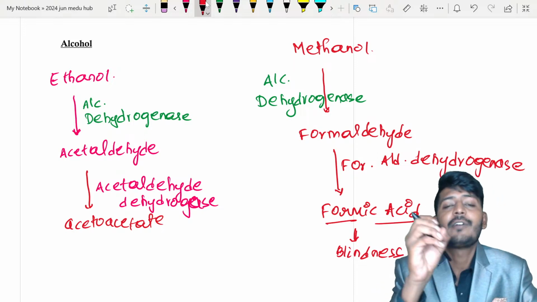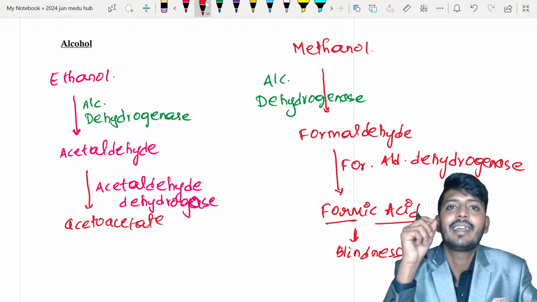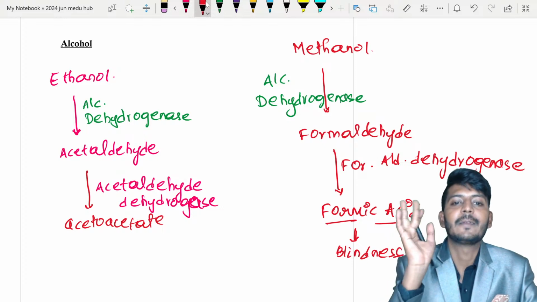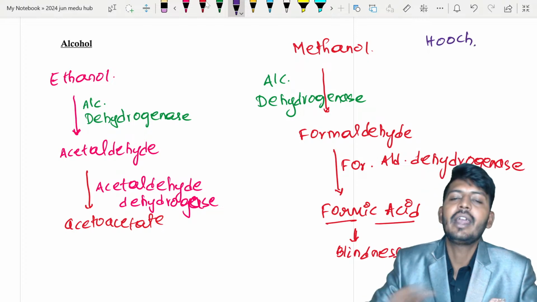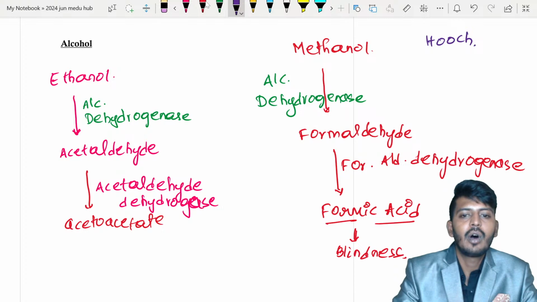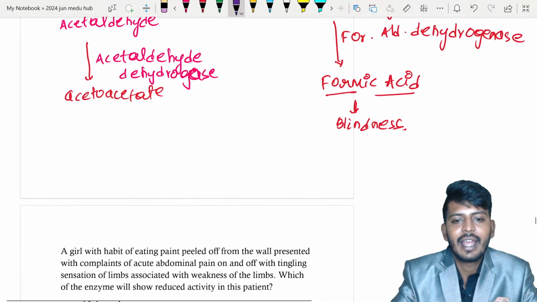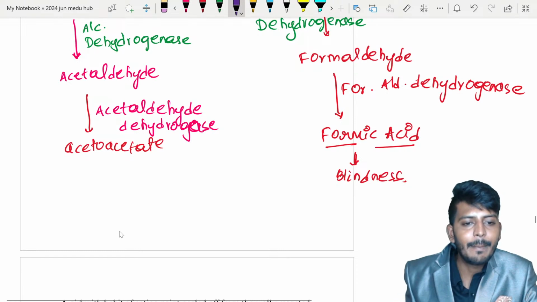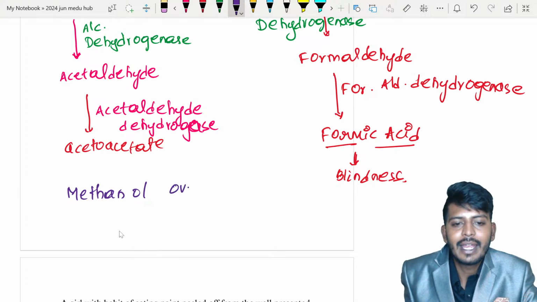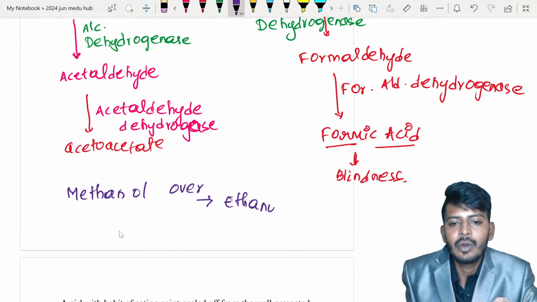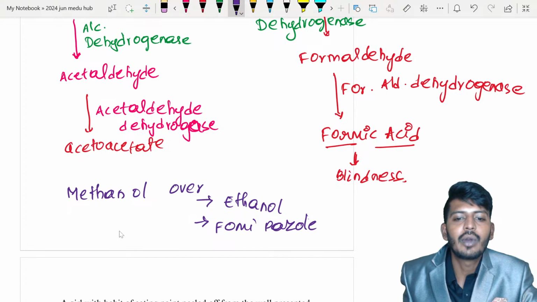If adulteration of alcohol is there, in forensic science they have a name for it called hooch tragedy. Okay, hooch tragedy. Now for the antidotes, for example in methanol overdose, you are going to use either ethanol or fomepizole. Fomepizole and ethanol. So what will ethanol do?